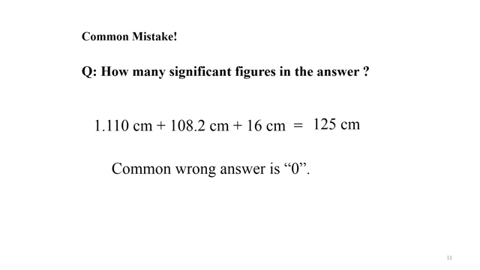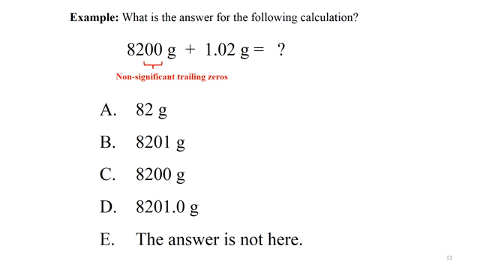The second mistake that I observed is to answer 0 for this question. Can you tell why she answered 0? She was thinking about how she found the answer by using the rule. The smallest number of decimal places was 0. However, the question is asking how many significant figures your answer has when you find the answer, and not asking how many decimal places your answer has.